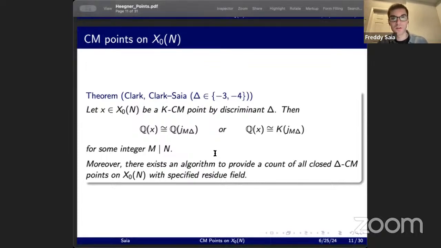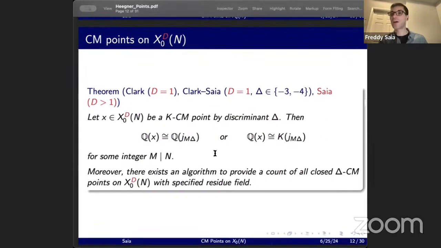And in fact, a slight more of a plug, if you care about Shimura curves, which I do, if you want to let capital D be an arbitrary indefinite quaternion discriminant of a quaternion algebra over Q, you can generalize this to general quaternion discriminant. At least, sorry, I should say coprime to the level N in this slide somewhere. So the D equals 1 case is just recovering the elliptic modular curve case. So in red, I've appended those to the Clark and Clark-Saia results. And then it's work of myself that you can extend this to D larger than 1 through similar methods.